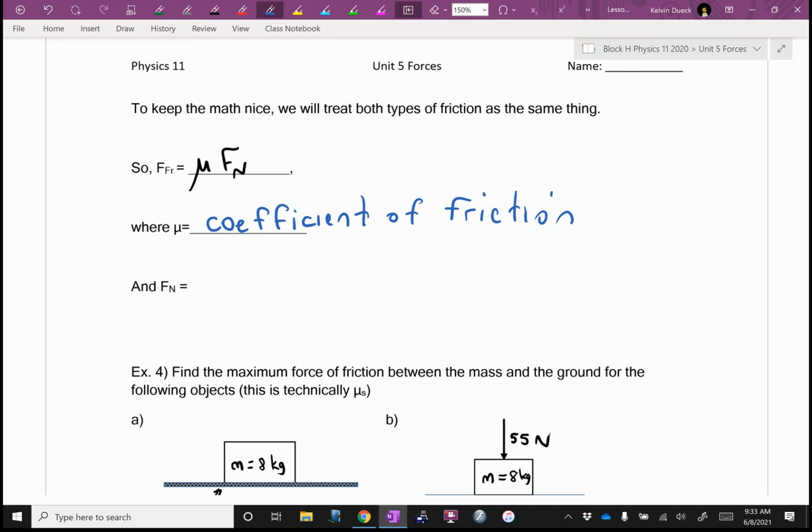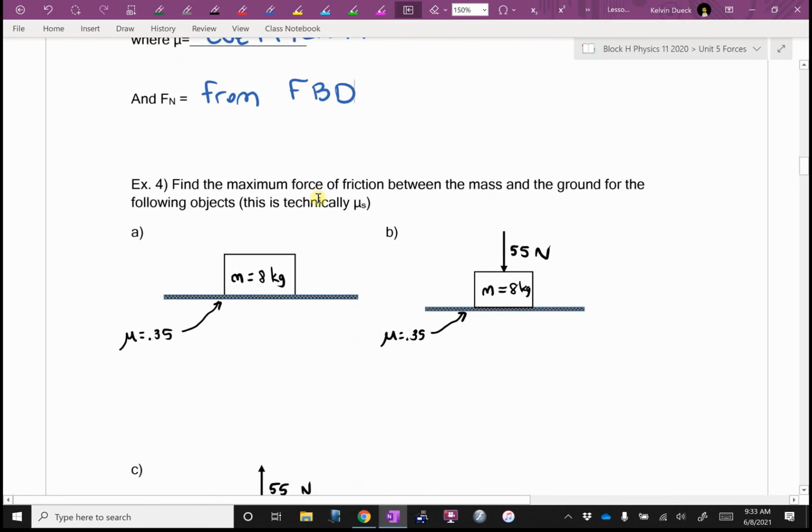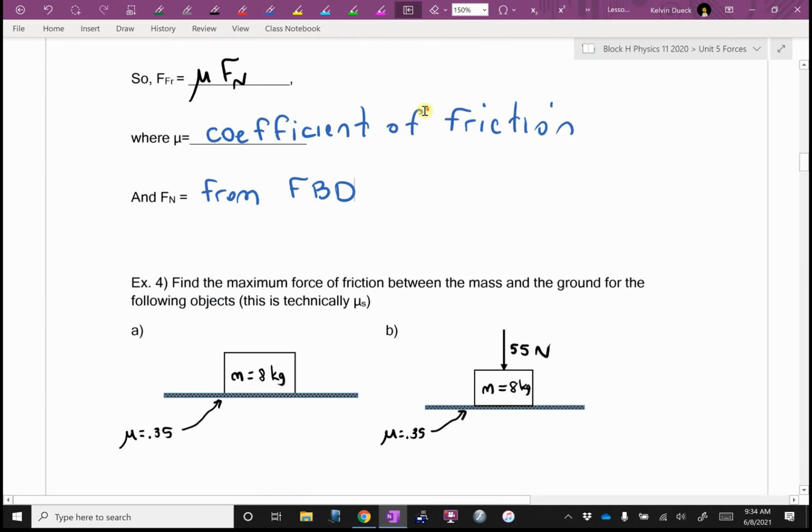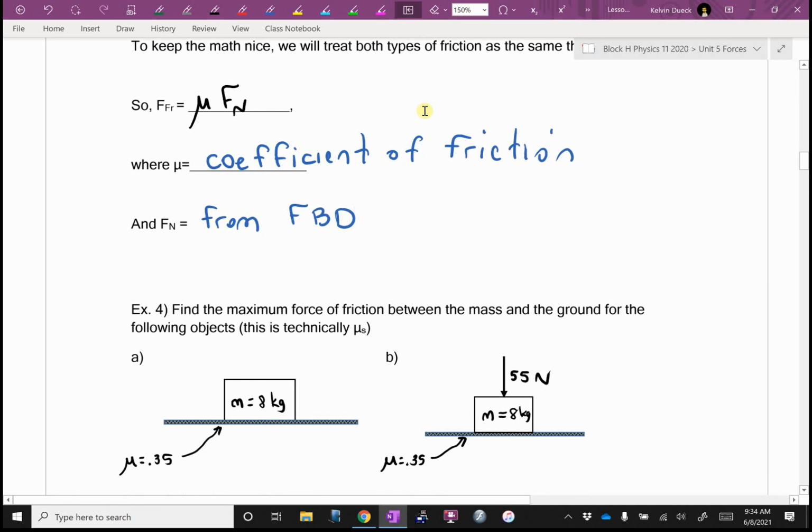How do we find the normal force? From the free body diagram. Okay. Example 4 says, find the maximum force of friction between the mass and the ground for the following objects. Did you miss something? Yeah. Here you go. Okay.